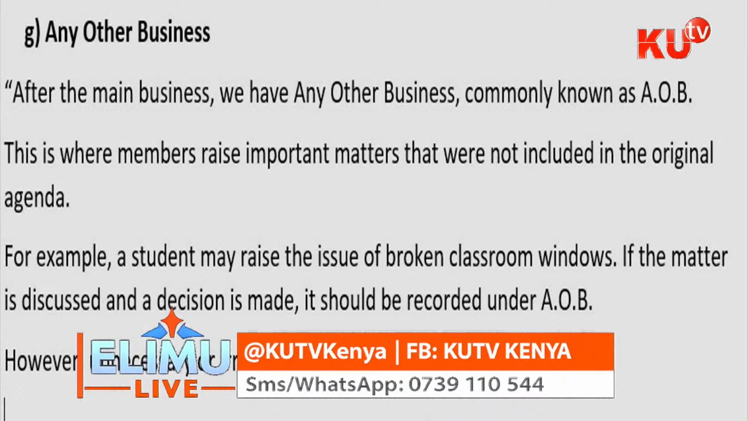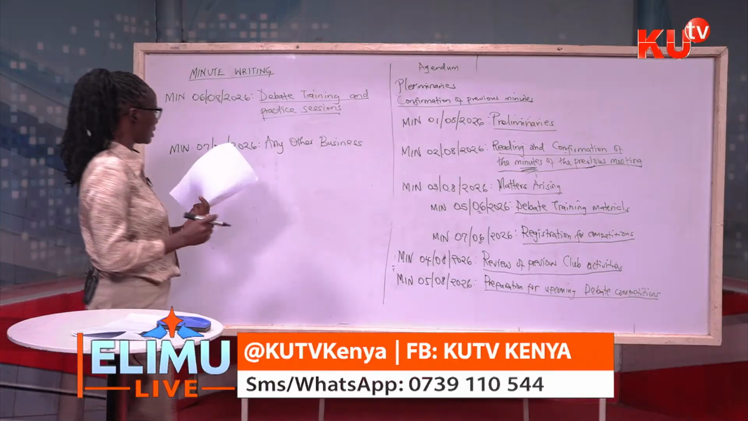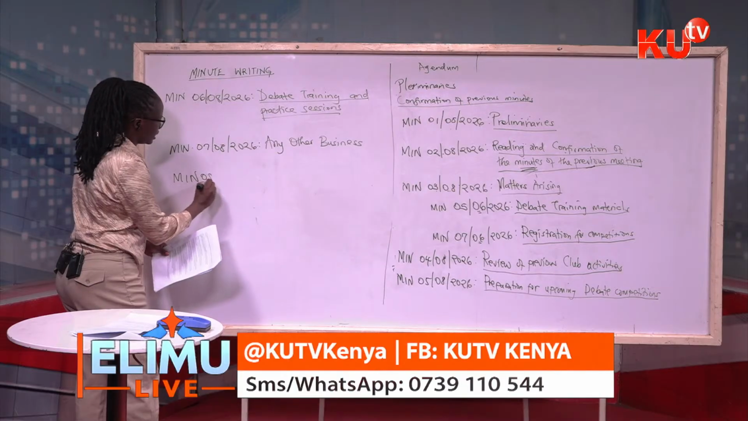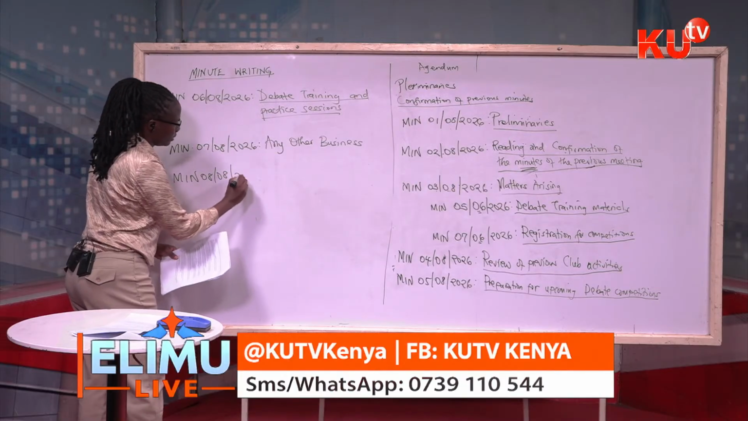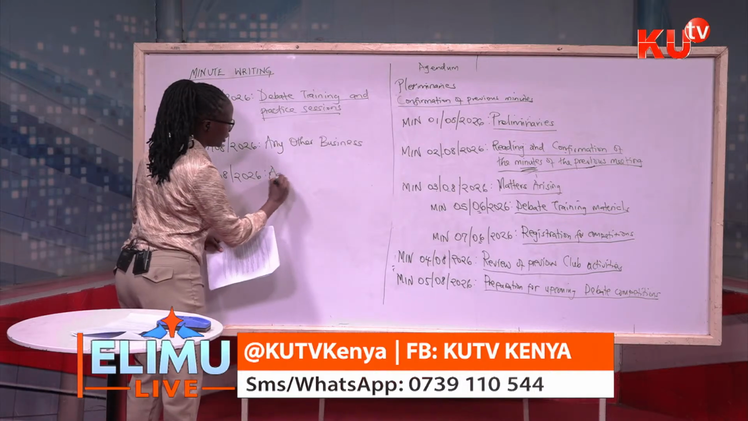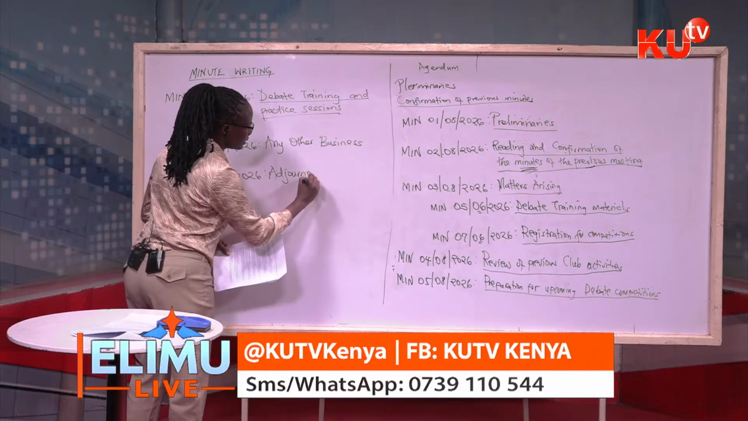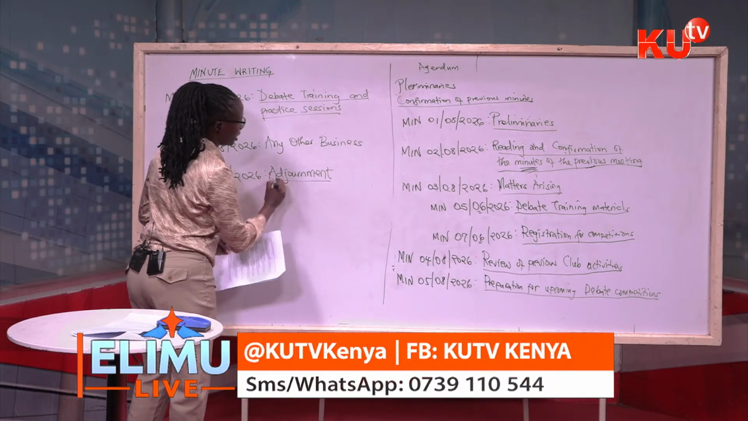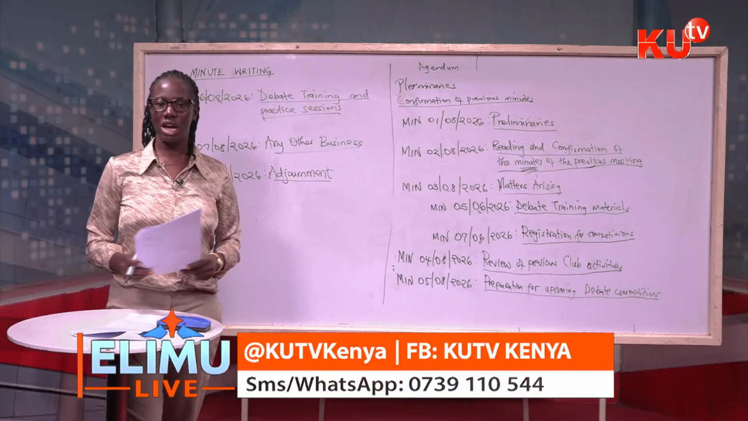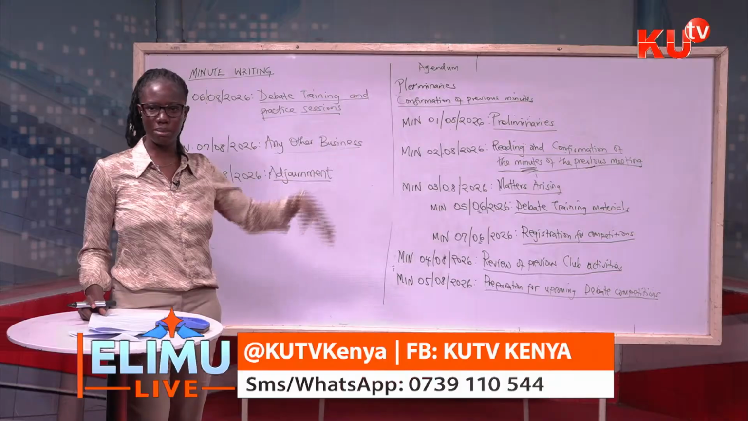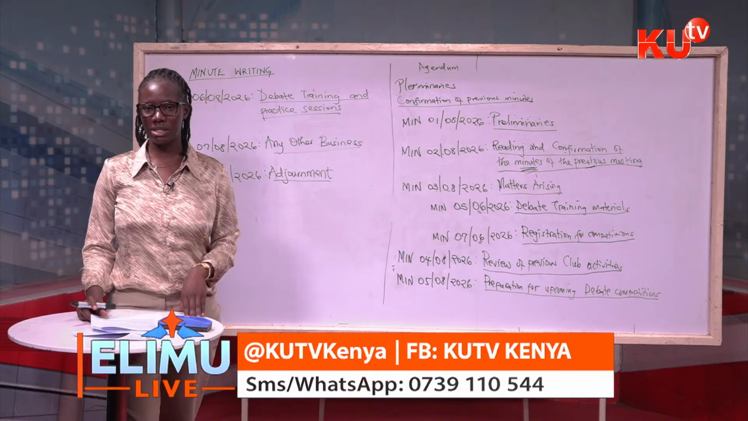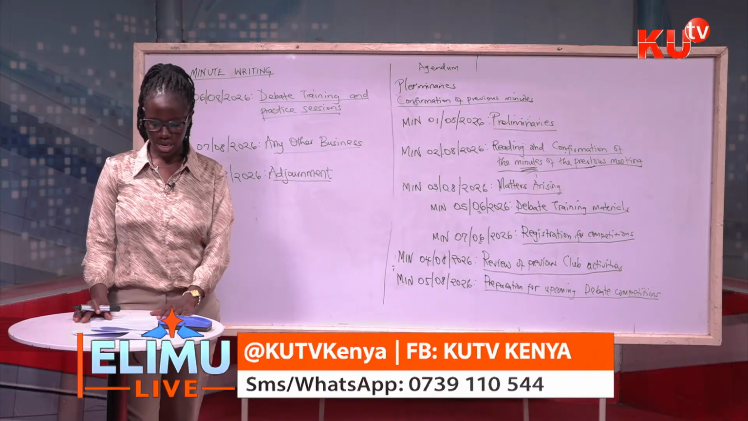So lastly, once you're done with any other business, you normally come to the last minute item. So this will be minute 8. So under minute 8, adjournment. Adjournment means that you've come to the end of the meeting. You've discussed the main business to be transacted during the day. You have discussed any other business, and now you are closing the meeting.